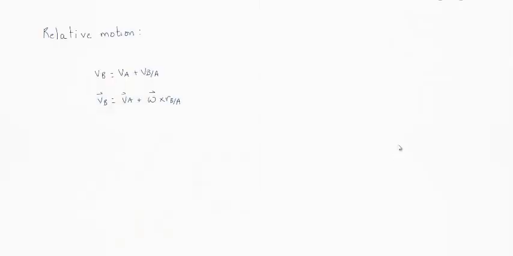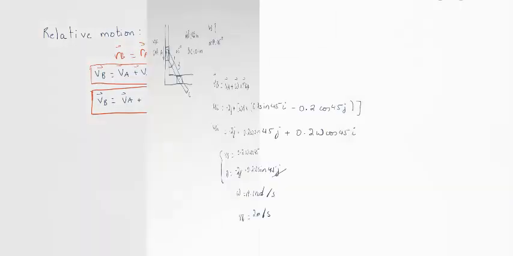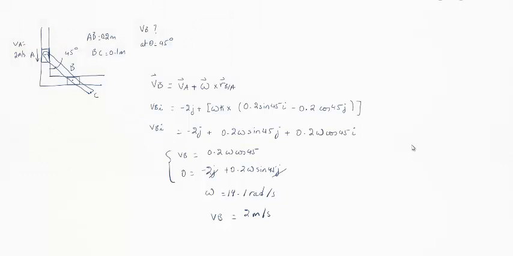Now let's go into relative motion. If you remember from the previous chapter, we have VB equals VA plus VB with reference to A. We also have RB equals RA plus RBA. Now these are vectors. And so introducing the rotation, we get VB equals VA plus omega cross product RBA. This is very simple. Now let's use this in this example over here.